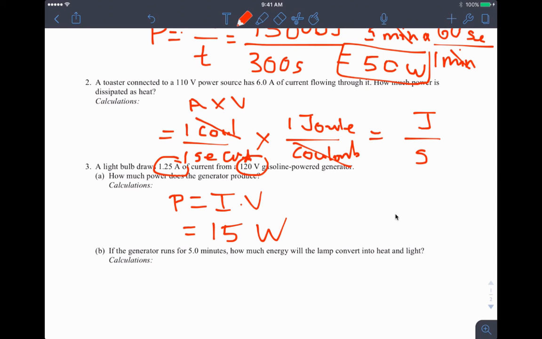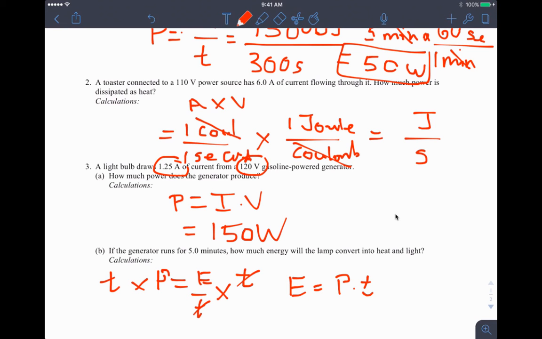If the generator runs for 5 minutes, how much energy will the lamp convert into heat and light? Now, this is one of the variations that we need some practice on, because if you're trying to calculate energy, power is equal to energy divided by time. But if you want energy, you need to get rid of time. The way we do that mathematically is you multiply the right-hand side by t, and what you do to one side, you do to the other. The t's will cancel on the right-hand side. I showed that already. And you're left with a new formula. Energy equals power times time. That's also on the original notes if you caught that.